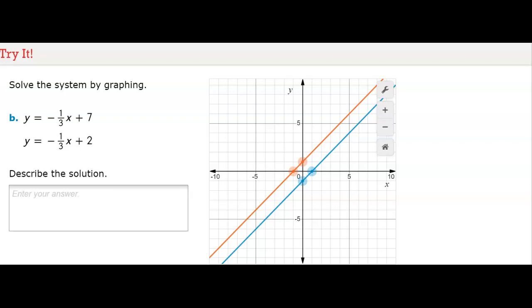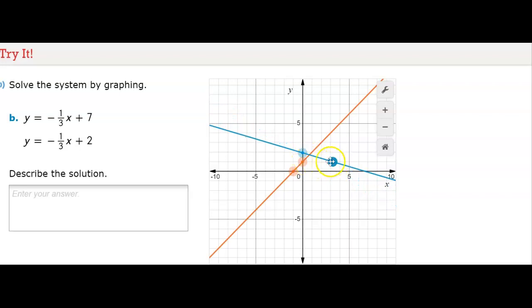Solve the system by graphing. Part B. Y equals negative 1/3 times x plus 7. Y equals negative 1/3 times x plus 2. Describe the solution. So we have the same equation we had before for the second equation. So I'm just going to put it back real quick. Use the blue. So my y-intercept is at 2. And then my slope is down 1 over 3. 1, 2, 3. Down 1, 1, 2, 3. There we go.